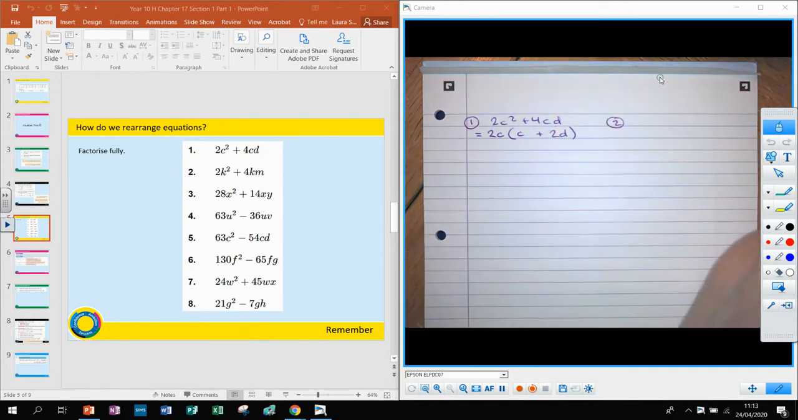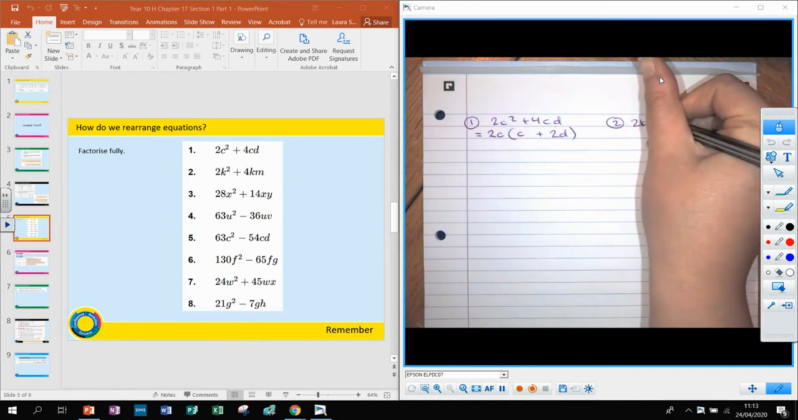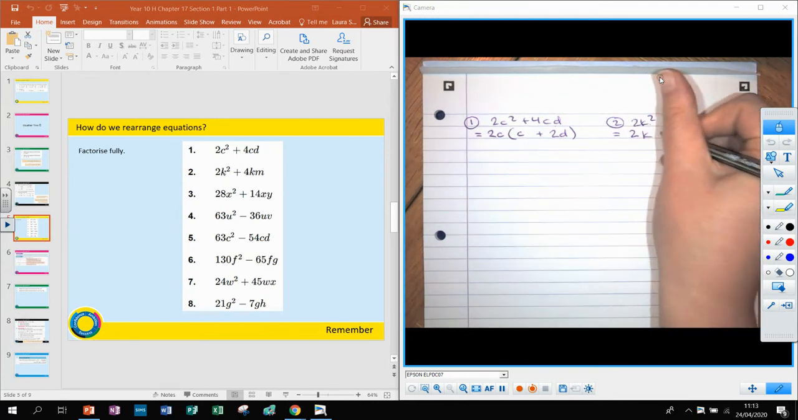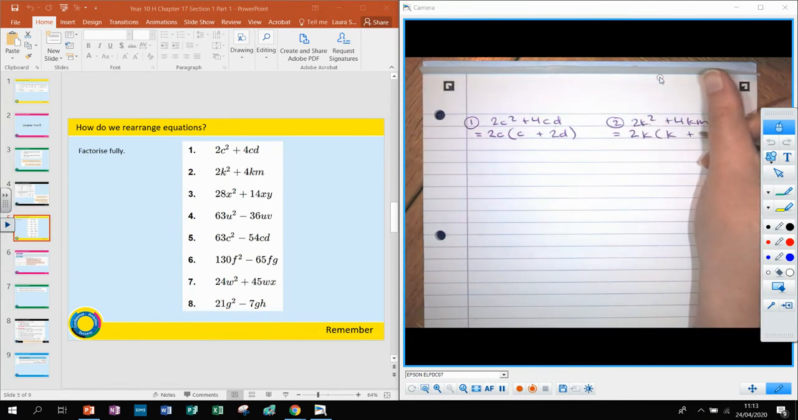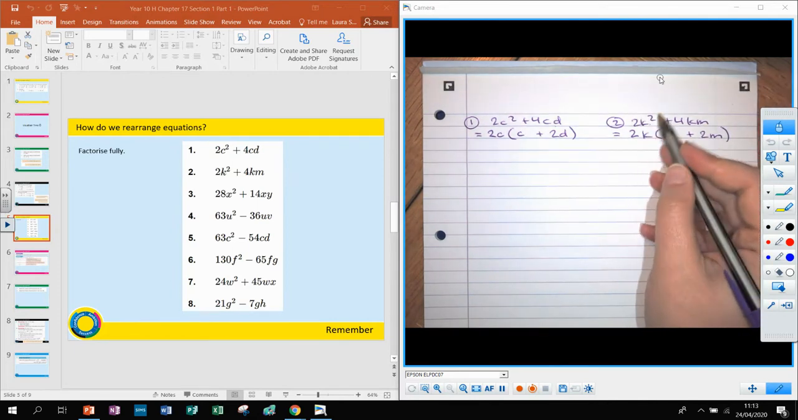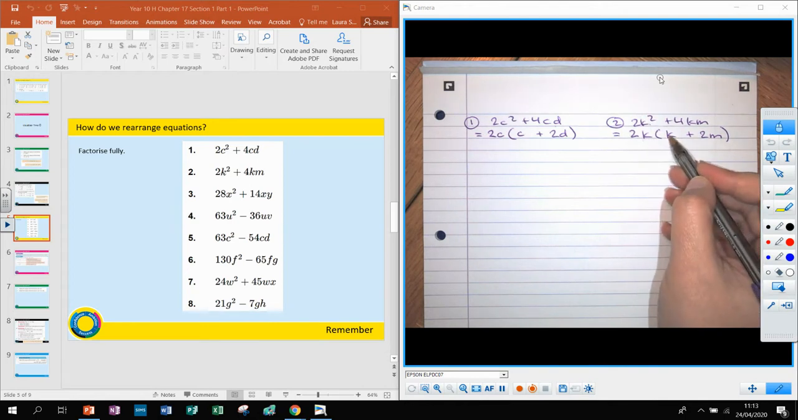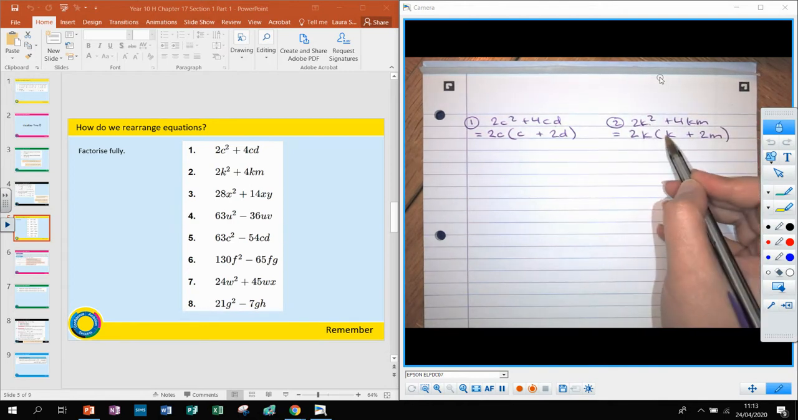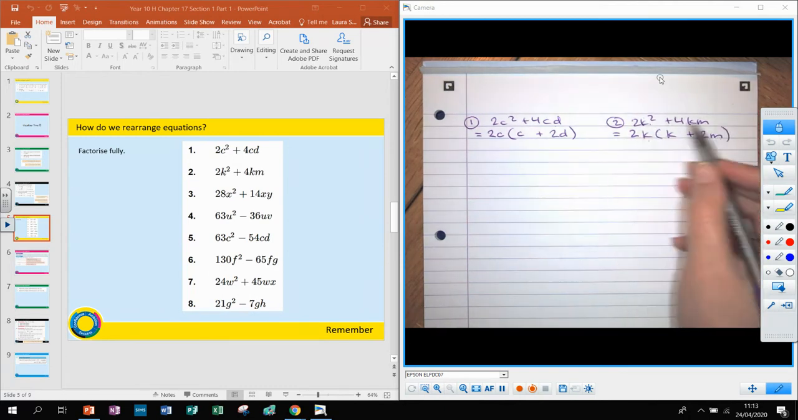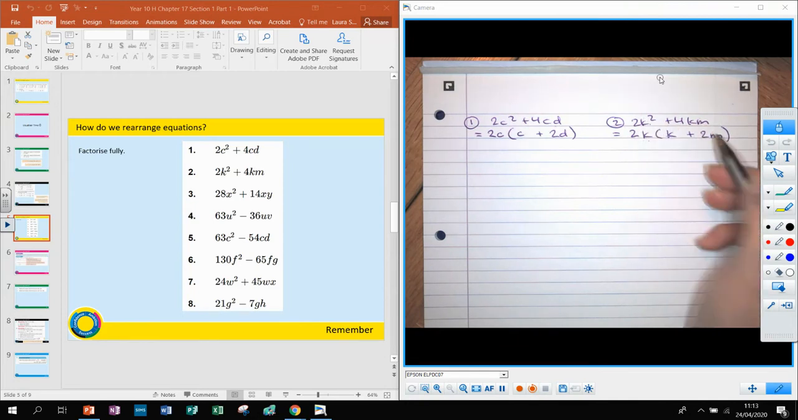For question 2, we have 2k squared plus 4km. Okay, for this one, your highest common factor for the numbers is 2. Highest common factor for the letters is k, leaving us with k plus 2m. Okay, so how do I work that out? Remember, we can do 2k squared divided by 2k gives us k, or you can think backwards. 2k times k would give us 2k squared. 2k times 2m would give me 4km. Okay, so either way, it doesn't matter. It's whatever works better in your heads, but that's how we are factorizing.